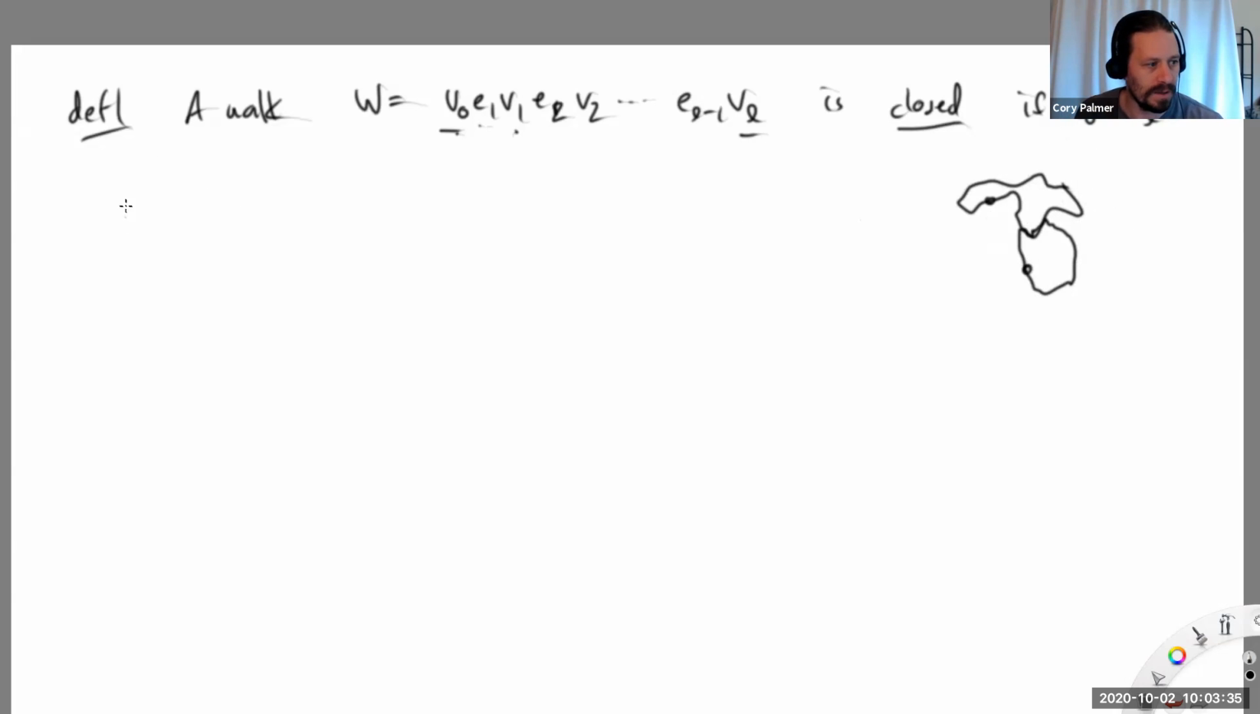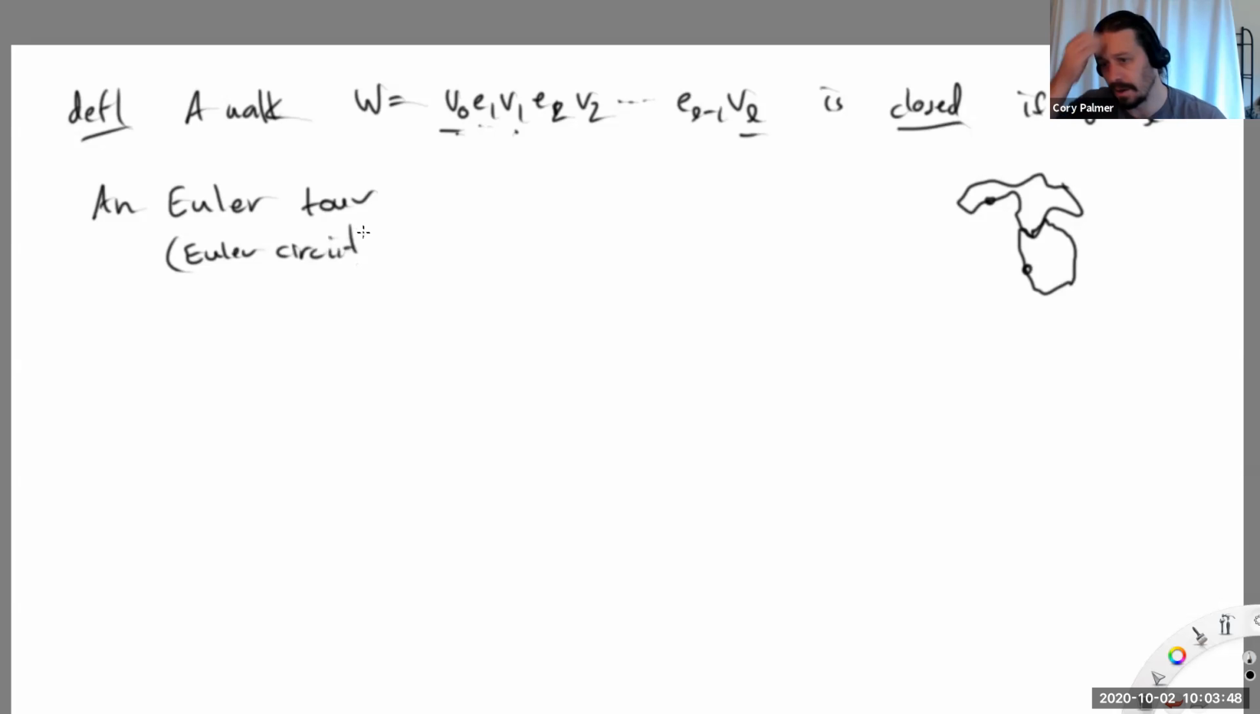But what we really want is what's called an Eulerian tour. So an Eulerian, or I'll just call it an Euler tour. This is often called an Euler circuit. Often the term circuit is used for closed walk. I haven't been using that term. Sometimes we call it an Eulerian tour or an Eulerian circuit. We'll use Euler tour in these notes. It is a closed walk that uses every edge of the graph exactly once.